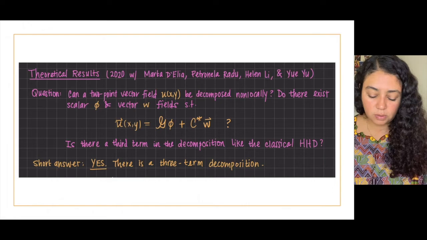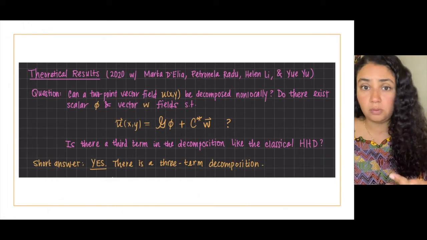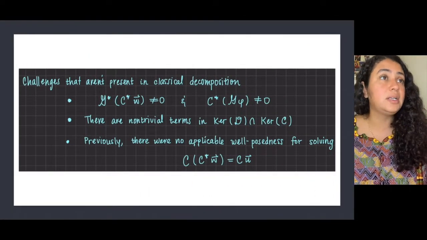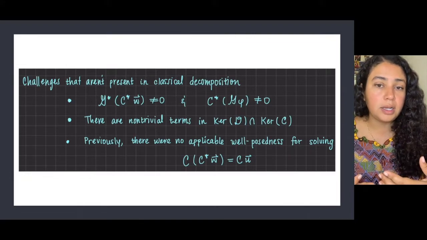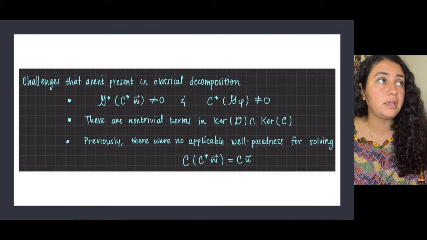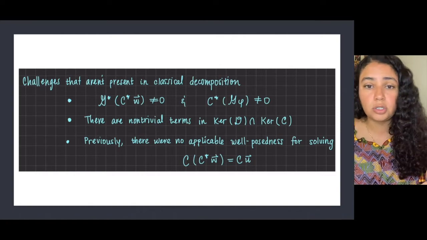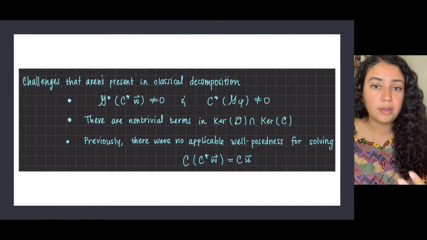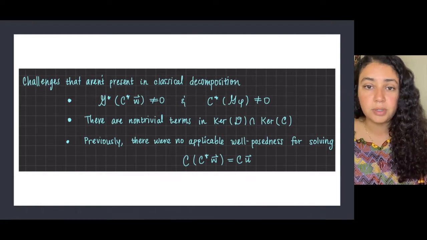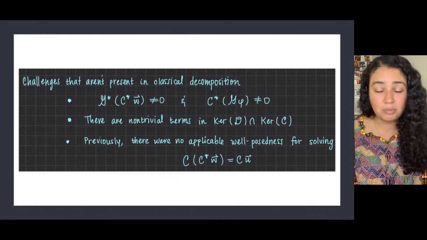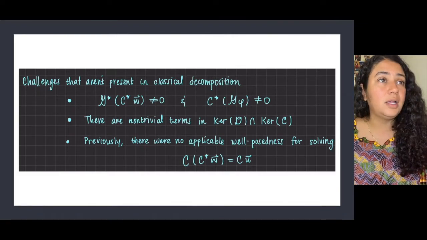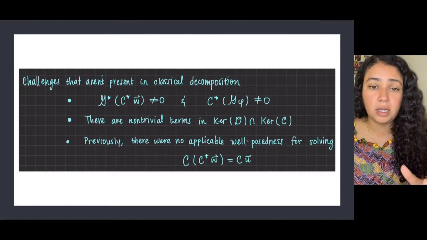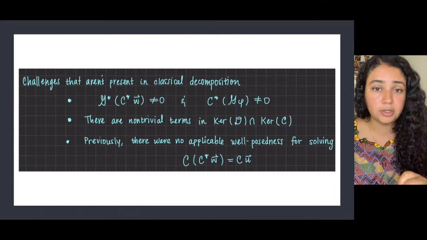The short answer is yes, there's going to be a decomposition. We also are interested in uniqueness, and is there more than one? There were several challenges, some of them being that those classical notions that you're used to having, like div curl vanishes, curl grad vanishes, are no longer true in the nonlocal framework. That's both a challenge, but also an opportunity to learn something that maybe we couldn't understand in the classical framework. There are non-trivial terms in the intersection of the kernels of divergence and curl. That's also a very interesting thing.